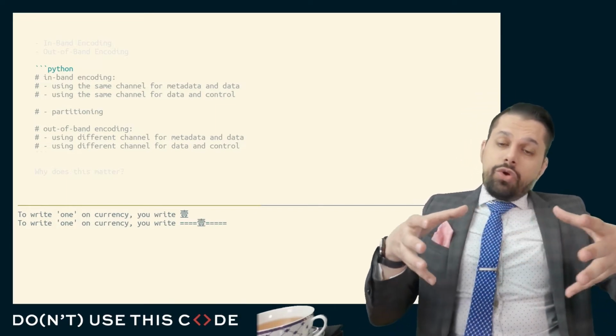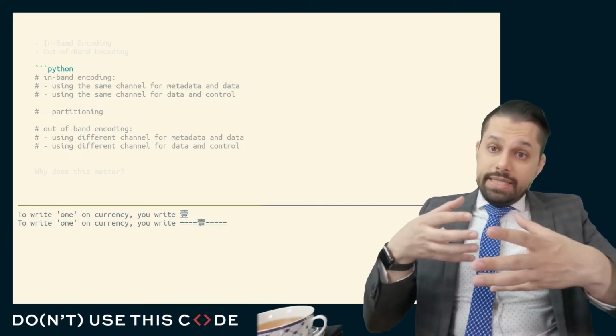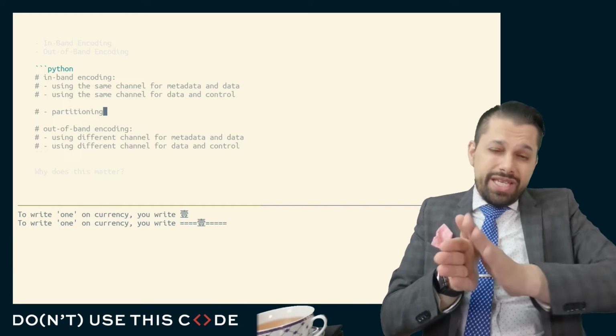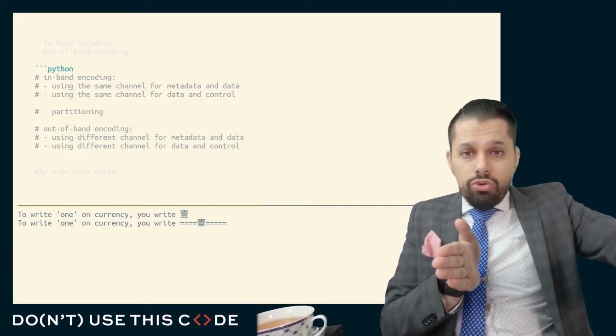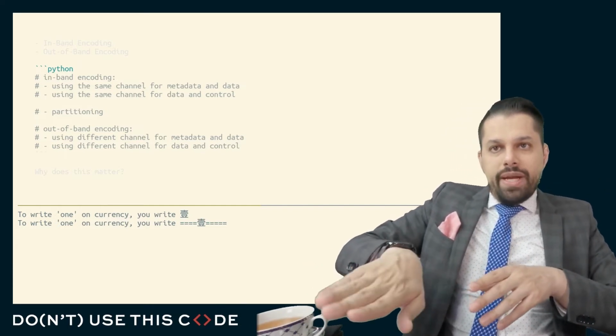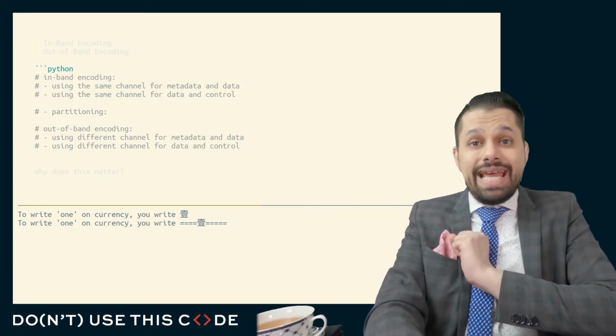You take the space of all the possible entities that can exist and you partition them in a way, and you say these correspond only to data entities, these correspond only to metadata entities. And I'll give you an example of that.